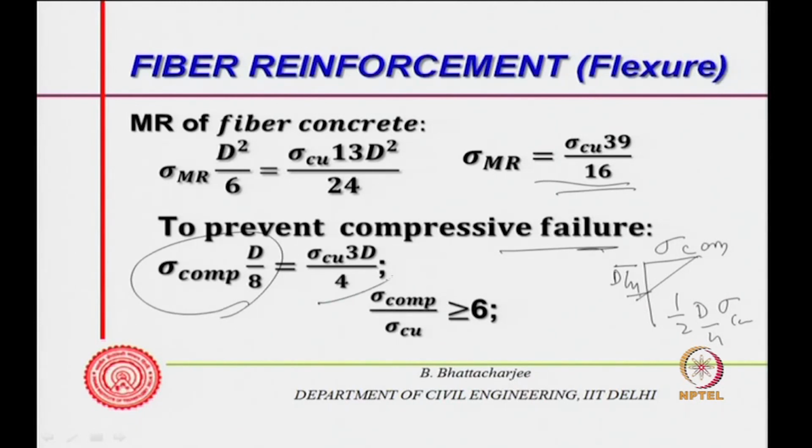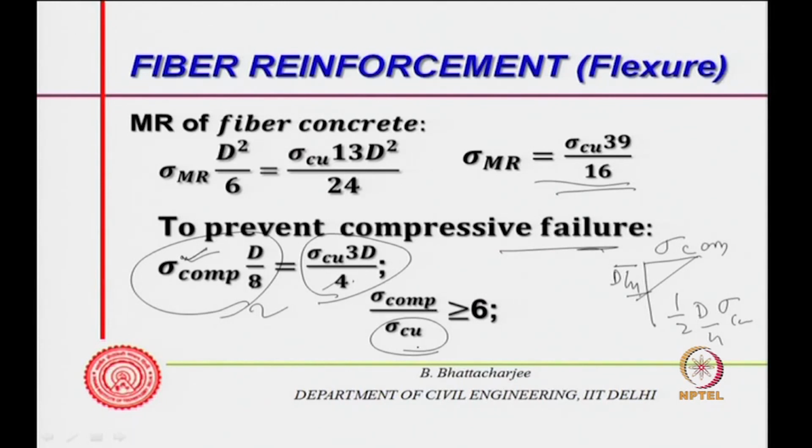That must be equal to the tensile failure. So, at failure the compression will be this much. Under this condition, sigma compressive should be more than 6 times, if you calculate this out, 4, this is 2. So, it is C. So, sigma C comp by sigma Cu will be given as 6. So, it should be greater than 6.